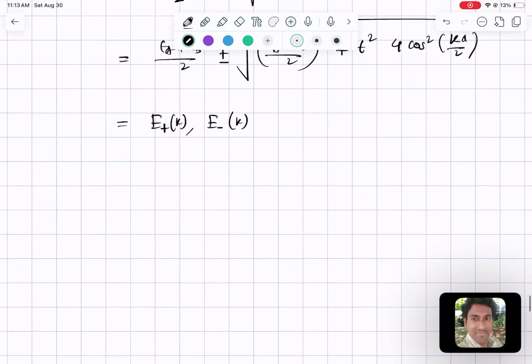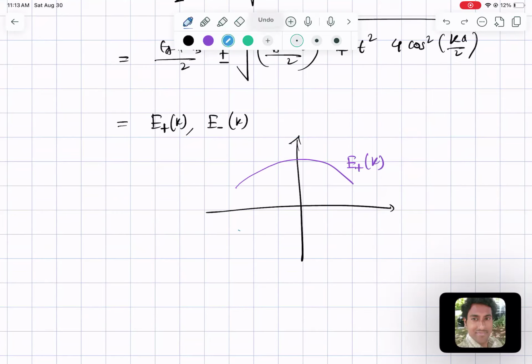Okay, if we plot these, the graph would look like this. For E plus, it's like this, and for E minus, it's like this. Okay, so there you go. E plus will be the conduction band, and the E minus will be the valence band. So from this tight binding model, you get two bands: one is the conduction band, another one is the valence band.